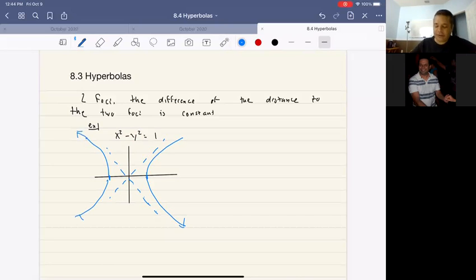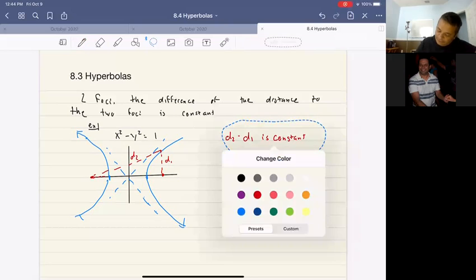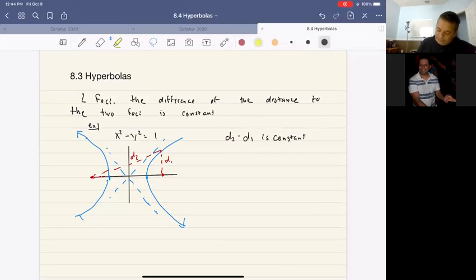Okay, and so we're going to have a point here and a point here. These are where our foci are going to be. We're going to take this distance minus that distance, so d2 minus d1 is constant. I don't want that in red, let's put that. Now we're not going to actually have to do so much with that.